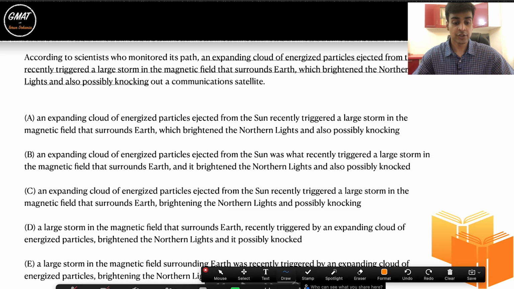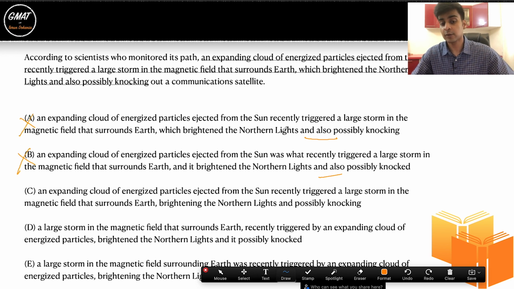Going by our methodology to solve, we'd like to look at the first words and last words, right? So we have an expanding cloud of energized particles, the same here, and a large storm. Let's see if we can decide, according to scientists who monitored its path. It could be the cloud, it could be the storm. I can't be sure, so this does not give me any eliminations. Let me see if the last words can. I have and also possibly knocking, which is not a structure, so let's get rid of 2 at least. It's A and B, not A and also B. Redundancy. This is called redundancy. The structure does not exist.